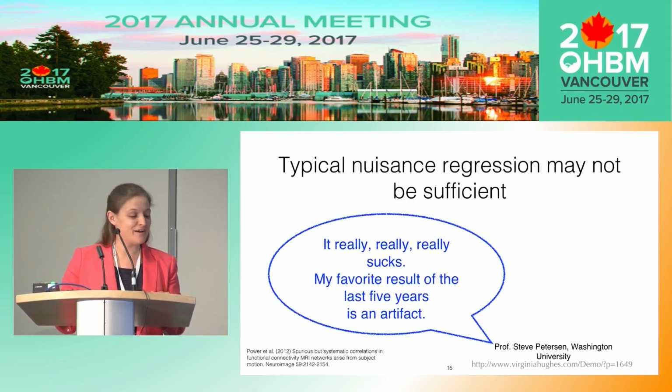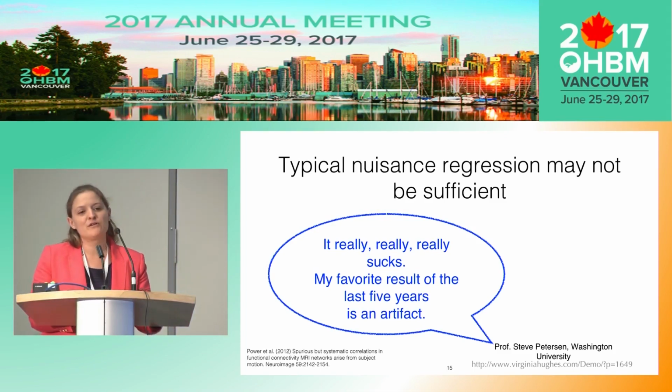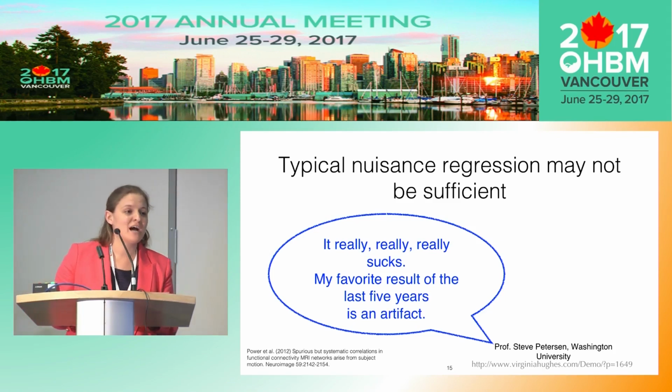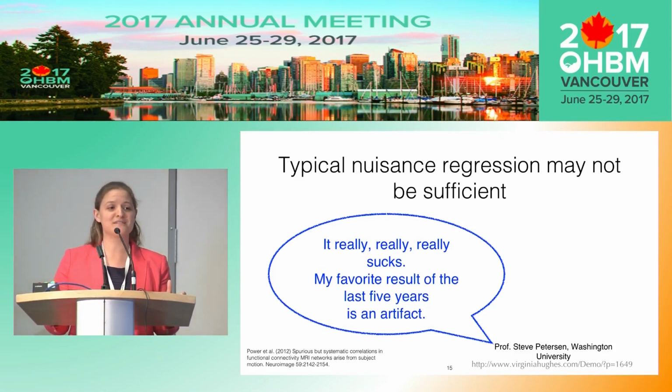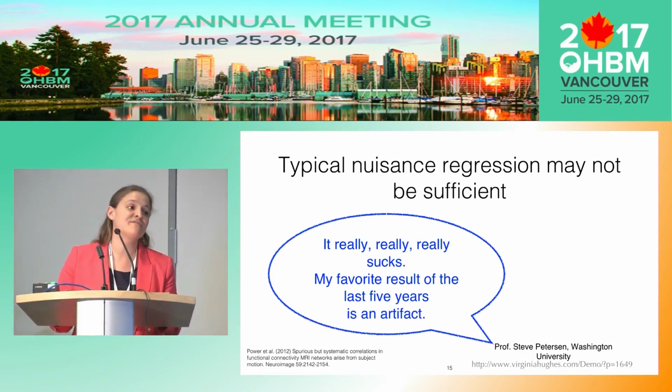But we do see that typical nuisance regression may not actually be sufficient. And this is my favorite quote. It came from an article, an interview that's cited there. "It really, really, really sucks. My favorite result of the last 5 years is an artifact." Basically, there was a paper looking at functional connectivity networks, showing a difference between cohorts in development, and there was a beautiful hypothesis that could explain these results. And then the previous speaker has looked at some of these data sets and shown that there are systematic biases in head motion between these cohorts that can explain a lot of these findings.